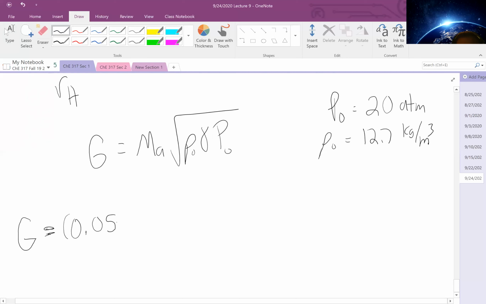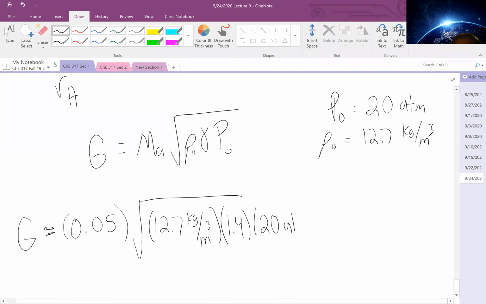0.05 times the square root of 12.7 kilograms per cubic meter times our gamma of 1.4 times our pressure of 20 atmospheres under the square root. And we're also going to have to do our same conversion because once again we're left with kilogram atmospheres per cubic meter.